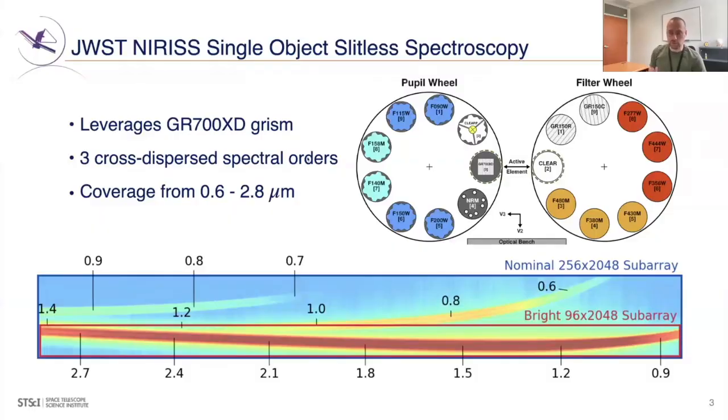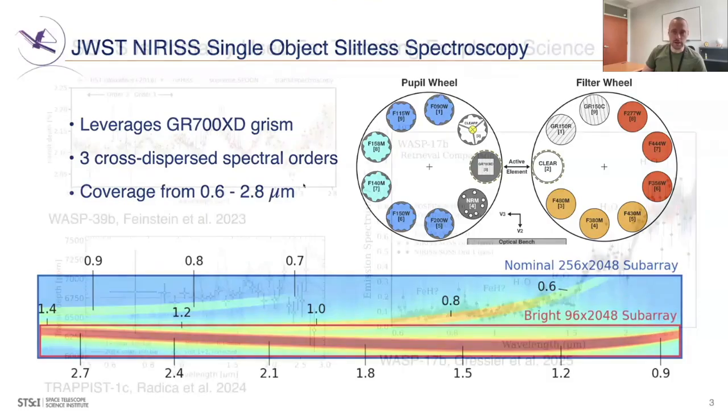So, broad recap: NIRISS is one of the JWST instruments, and we have this mode called Single Object Slitless Spectroscopy, or SOSS. It all hinges on one optical component, the GR700XD grism, which disperses the light for a given target from 0.6 to 2.8 microns in three distinct cross-dispersed spectral orders.